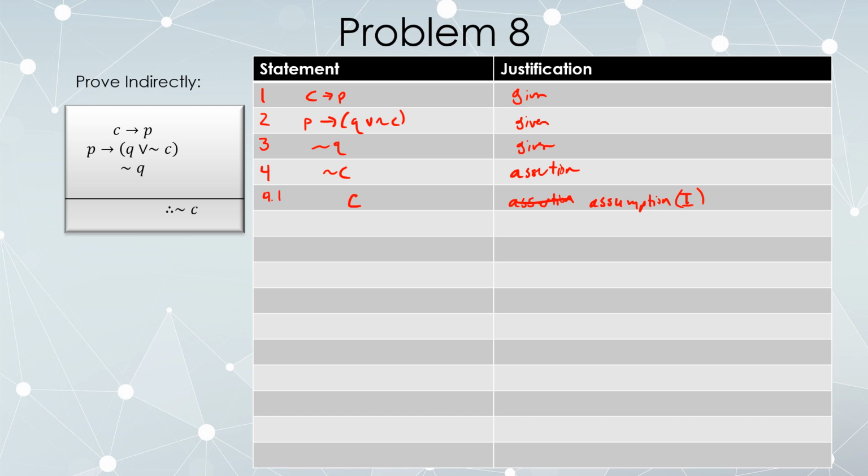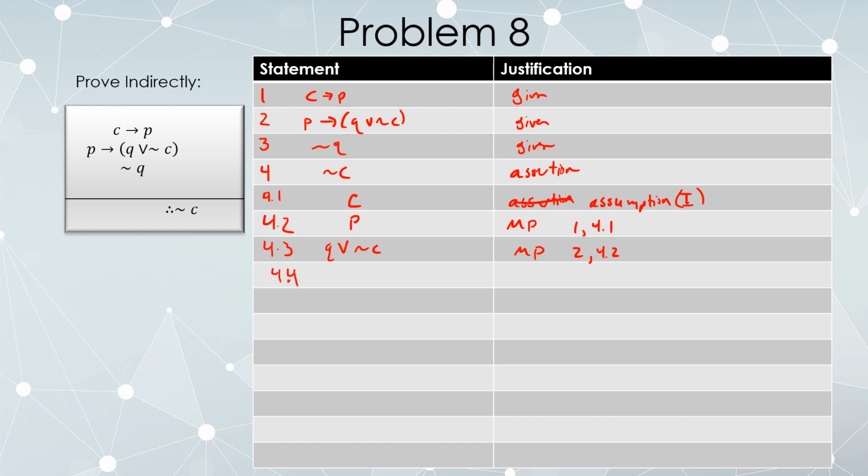Well, with a C and a C implies P, we've got a nice modus ponens available. Between lines 1 and 4.1, C is going to get us P. But then we have another modus ponens available to us. Between lines 2 and 4.2, we get out Q or not C. Now, since we have Q or not C, but we have C, this side failed, so that side has to be true, and we get out a Q.